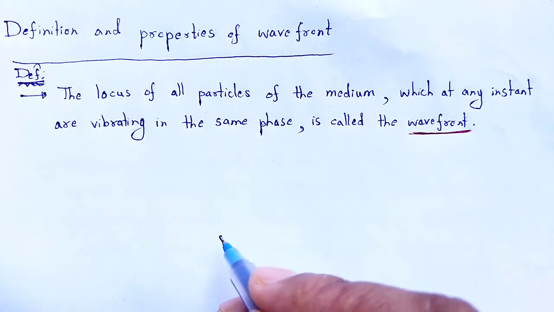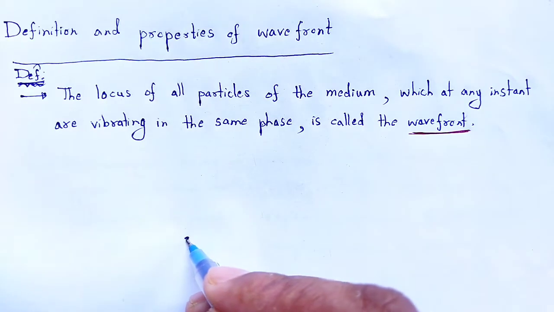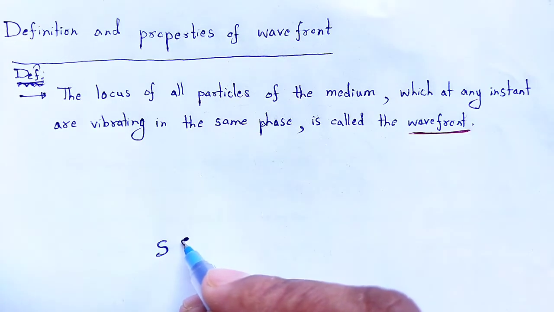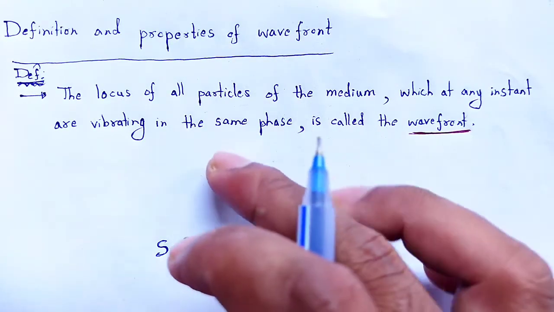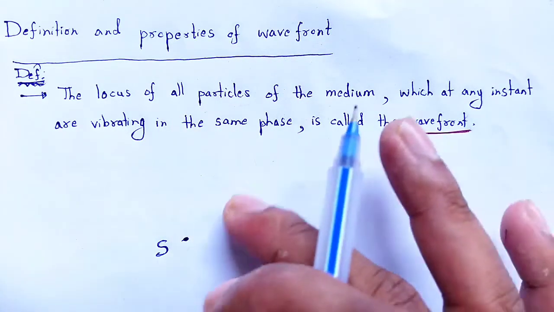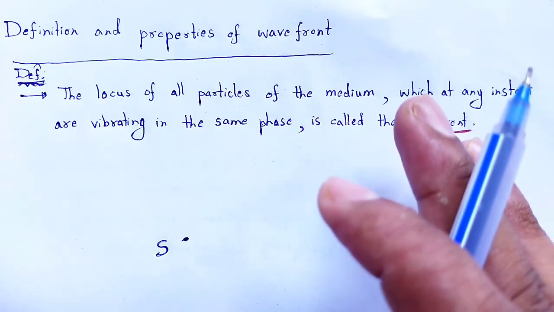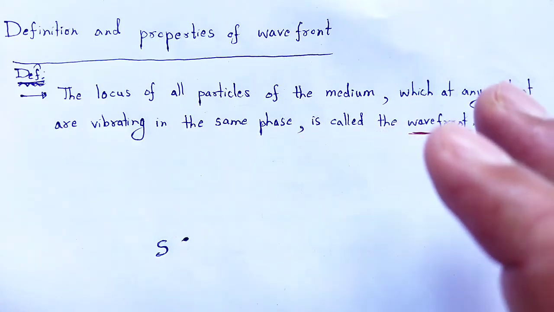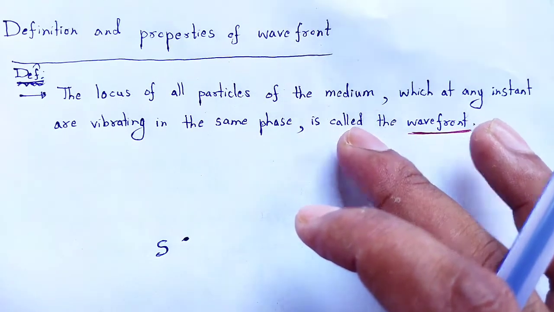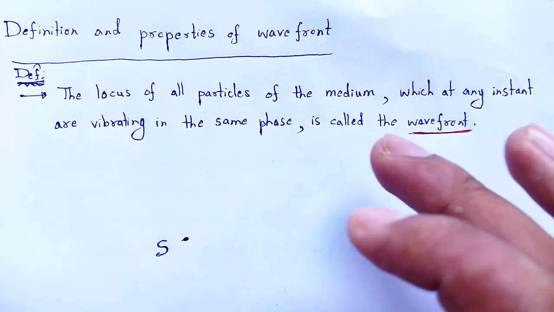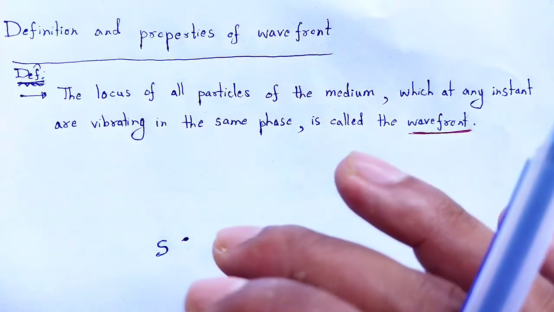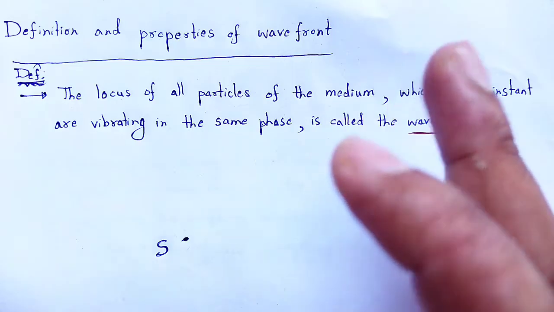Let me consider a point source of light. S is the point source of light. From that source, light is emitted, which sends out waves in all directions in a homogeneous isotropic medium. The medium is assumed to be homogeneous and isotropic. Isotropic in the sense that in all directions the speed of light will be the same.